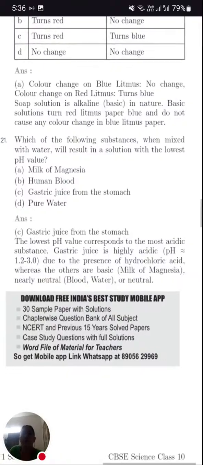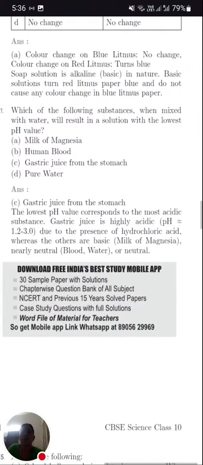So after this explanation, the next question: which of the following substances when mixed with water will result in a solution with the lowest pH value?